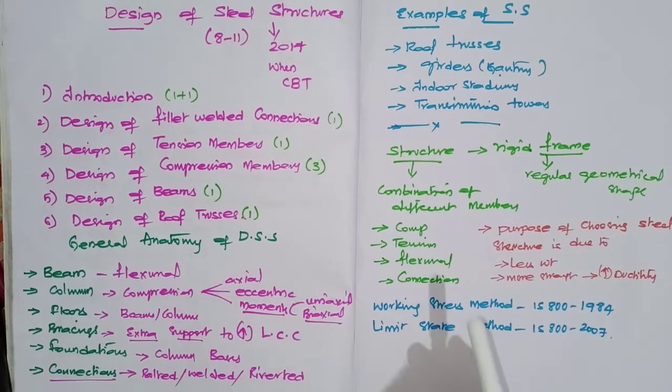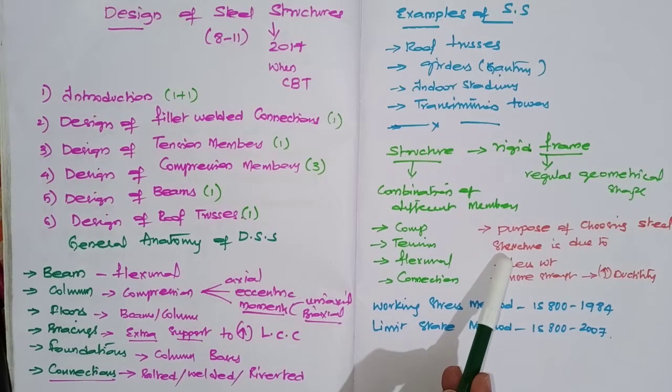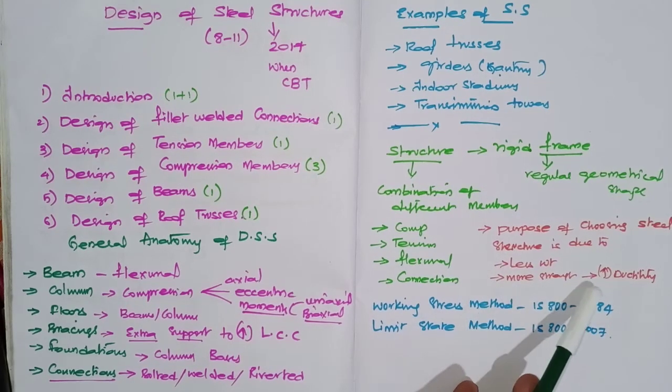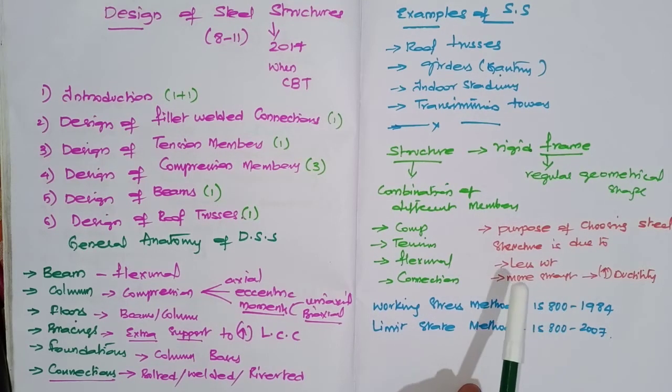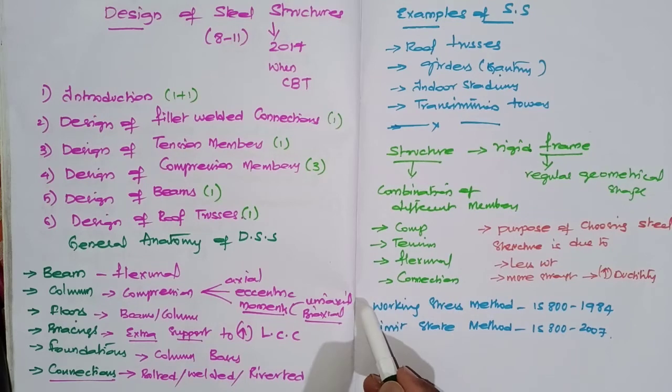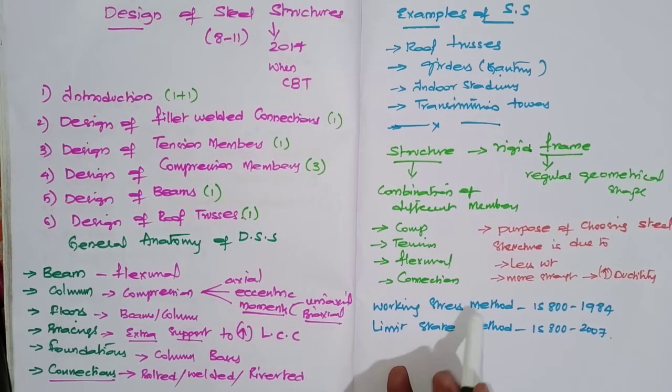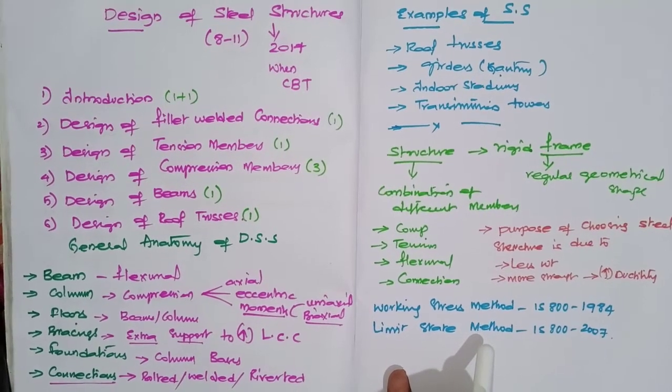Coming to the purpose, the main purpose of choosing a steel structure is that it has less weight and more strength, thereby increasing the ductility. And here we have two different types of methods, that is working stress method and limit state method. The working stress method is as per IS 800 1984; now it is revised as IS 800 2007, and we call this method the limit state method.